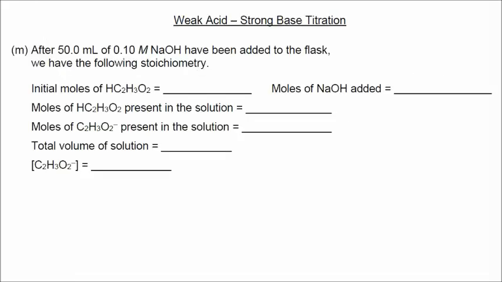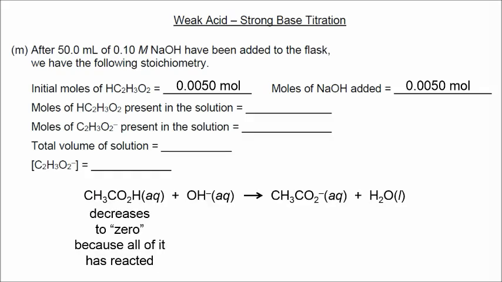Alright, now we are at 50 milliliters. So we have reached the equivalence point. Earlier, the pH at the equivalence point was 7, but it's not going to be 7 here. Let's talk about this. We had initially 0.005 moles of the acetic acid. We've now added 0.005 moles of sodium hydroxide. So at this point, there's no more acetic acid left from the original amount. We have neutralized it. But we have not produced a neutral salt.